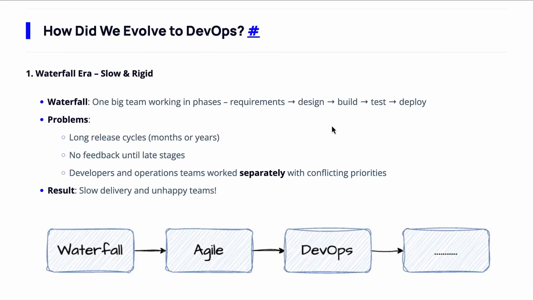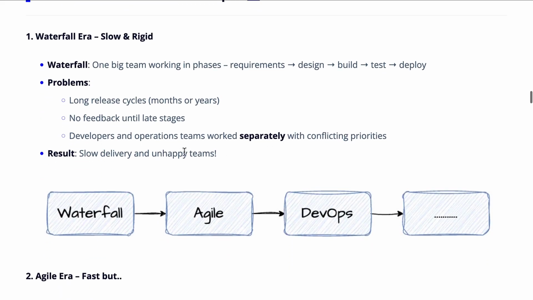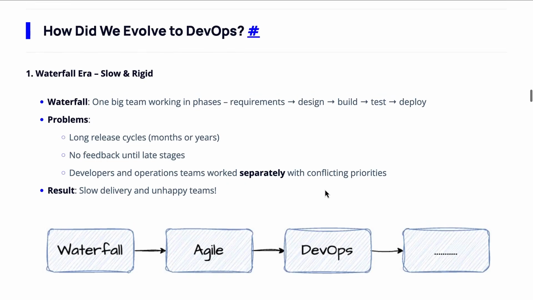In this step, let's talk about our journey to DevOps. How did we evolve to DevOps? When we started building software, we started building it in the waterfall model. And slowly we evolved to Agile and then to DevOps. And now there are a few variations of DevOps as well. Let's now focus on the journey from waterfall to Agile to DevOps.